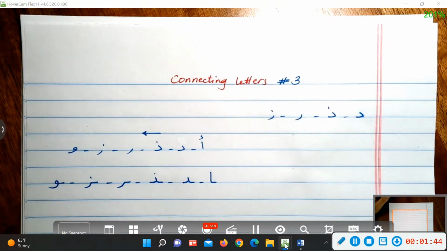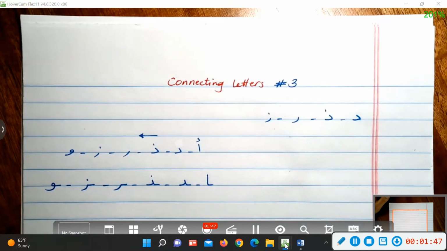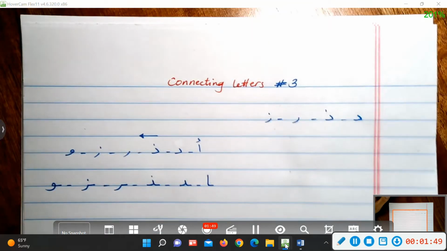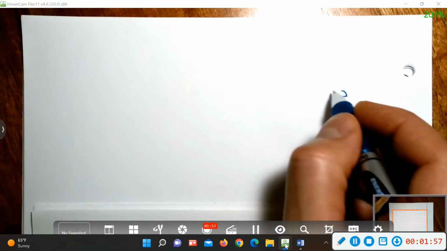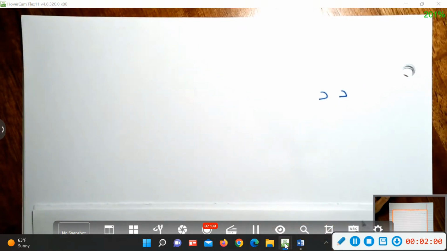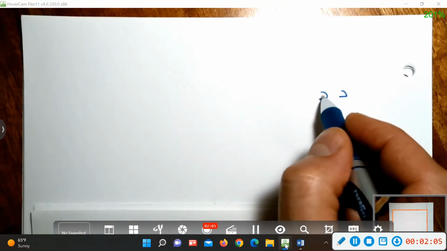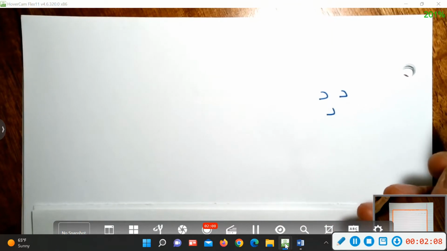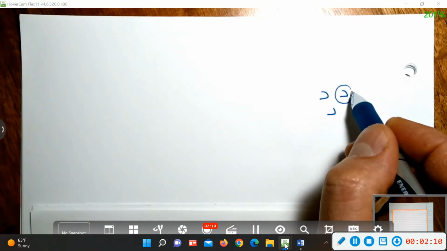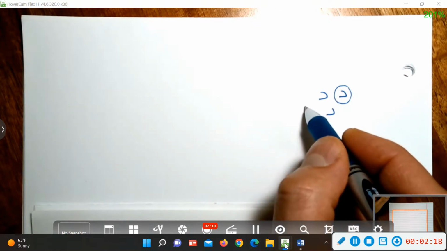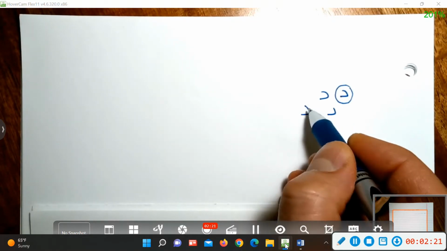Now, sometime, because we have too many different writing styles, sometime we see some people write dal like that, and some write it like that. Now, that's how we write it here. If you want to close it like that, that's fine. But this came from the calligraphy style, because in calligraphy, usually we write the letter in such a way that it looks as if it's closing.